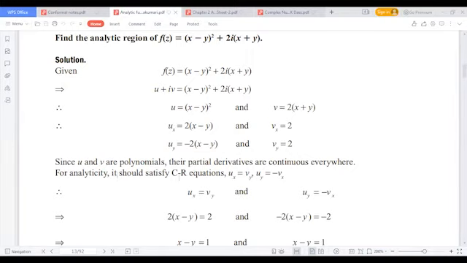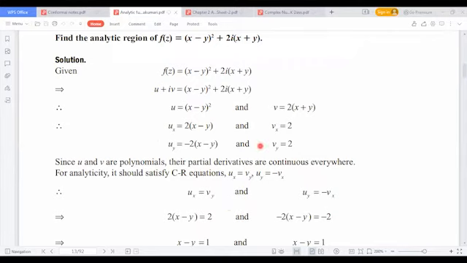Since this is analytic, Cauchy-Riemann equations must be satisfied. If it is analytic, Cauchy-Riemann equations are satisfied. Cauchy-Riemann equation means what? Partial derivative of u with respect to x equals to partial derivative of b with respect to y, and partial derivative of u with respect to y equals to minus partial derivative of b with respect to x. So therefore ux equals to by and uy equals to minus bx.